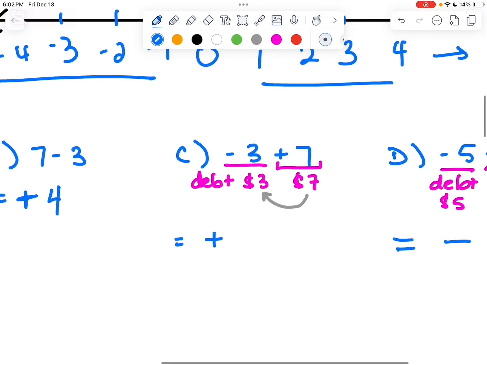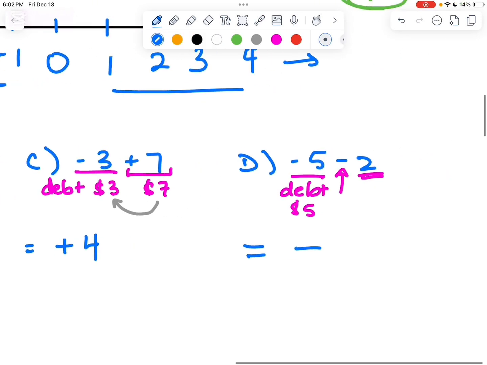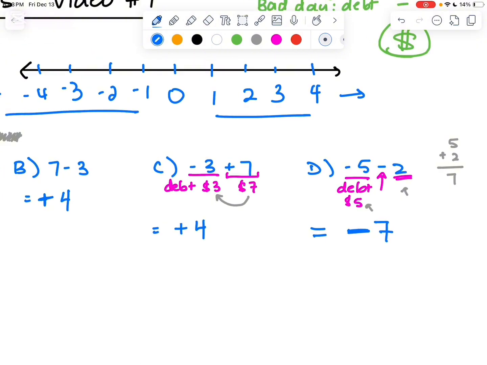Over here, I'm in debt $3, someone gives me 7. And like we talked about before, you can take 3 of those dollars from the 7, pay off your debt, and you're still left with 4. Over here, if I'm in debt by $5 and then someone says, hey, you still owe me 2 more, I'm actually adding my debt. So here's my rough work off to the side. I now have $7 worth of debt. So the 7 is here, but that negative sign is what tells us it's still debt. So again, you can't say a negative and a negative make a positive, because that only applies to multiplication and division.